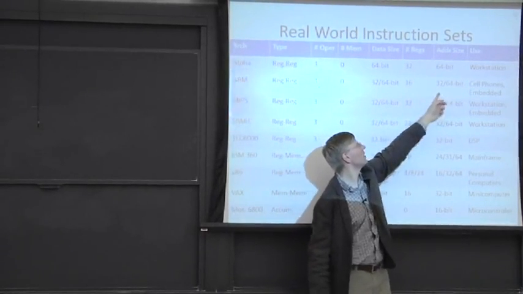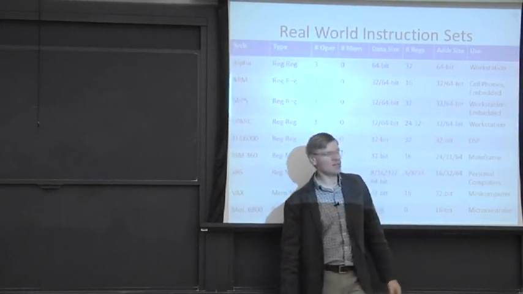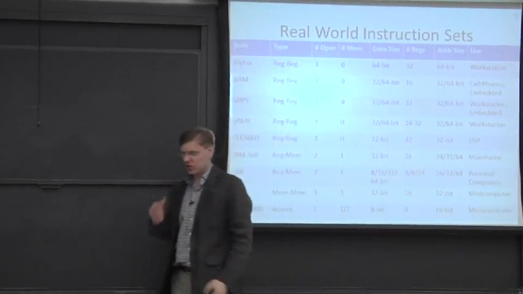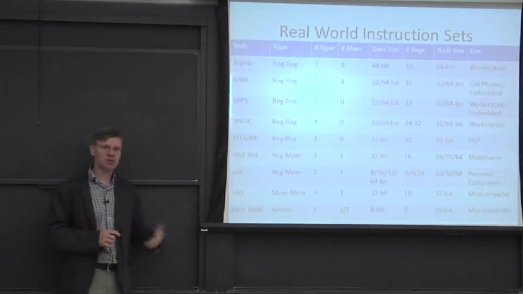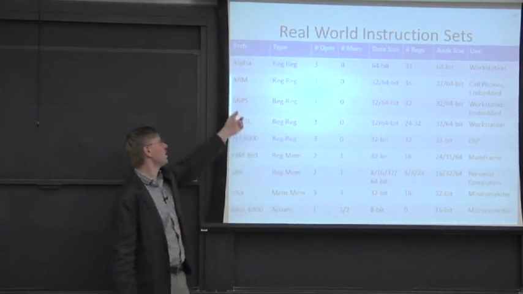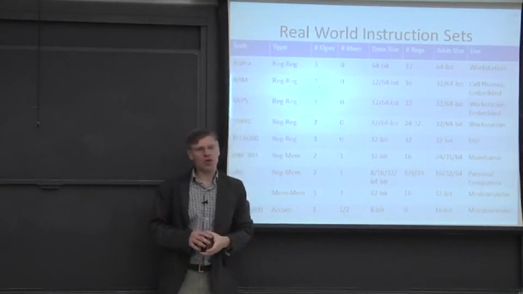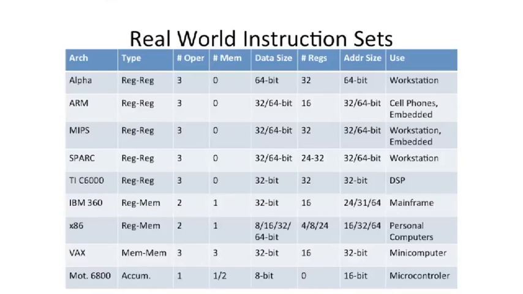16 registers, and the addressing, as I said, a 64-bit version came out, but it's mostly 32. And it shows up in cell phones and embedded applications. MIPS, which is an outgrowth of the Stanford MIPS project, and later was commercialized. Register, register, register. We're going to be focusing on this mostly in this class.